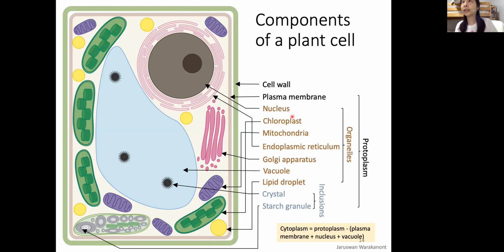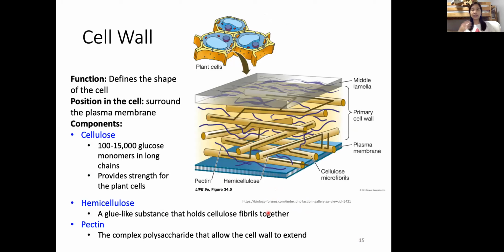So let's come back to organelles. The examples of organelles are nucleus, chloroplast, mitochondria, endoplasmic reticulum, Golgi apparatus, vacuole, and lipid droplets. For inclusion, examples are crystals and starch granules. So let's start with the first component, the cell wall.